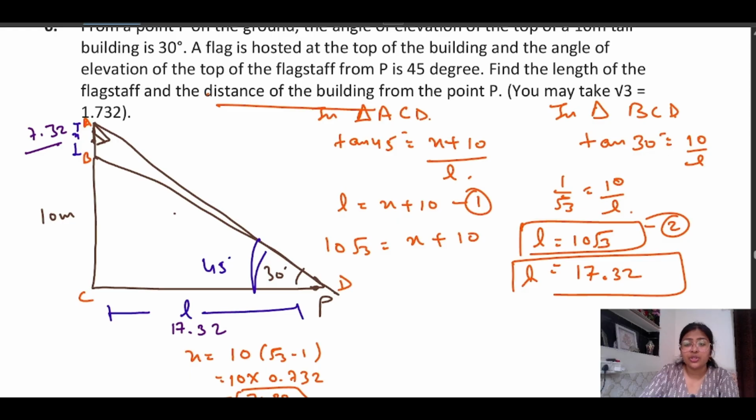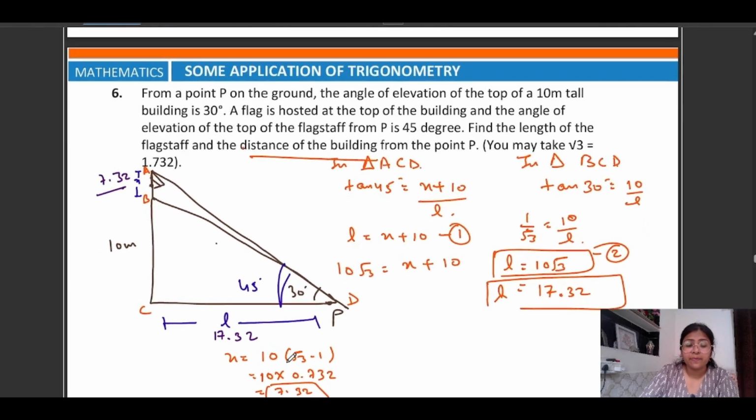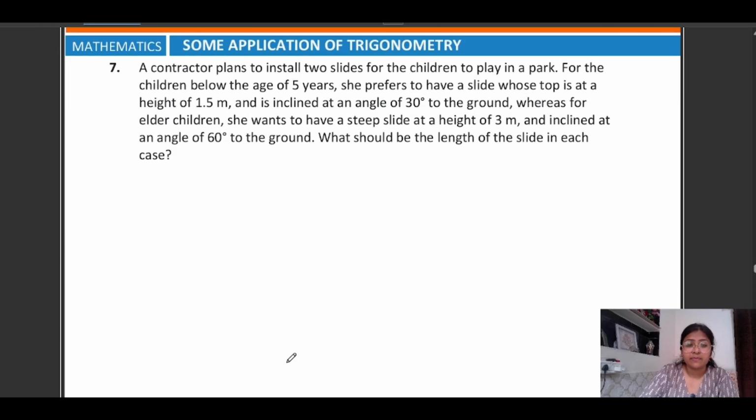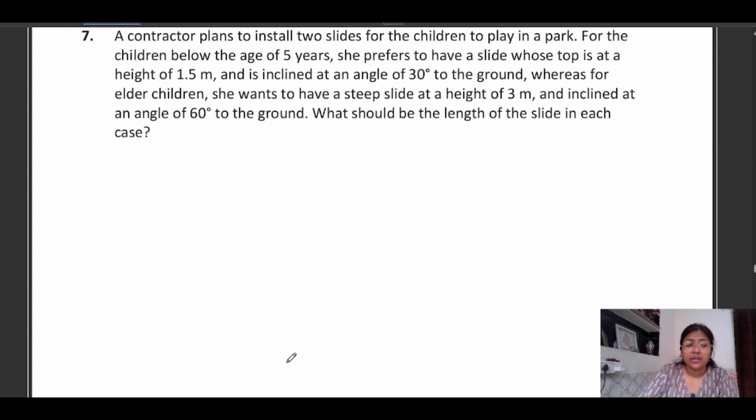Okay, learners, you got the solution. Okay, let's try another question. Yes, try this.